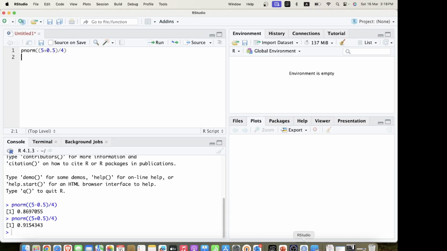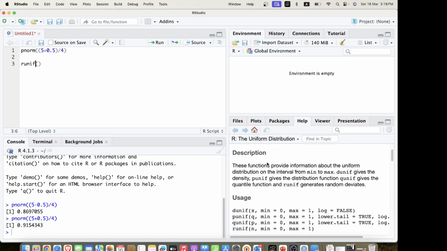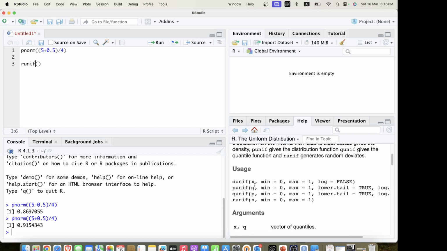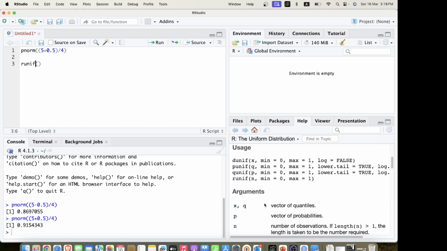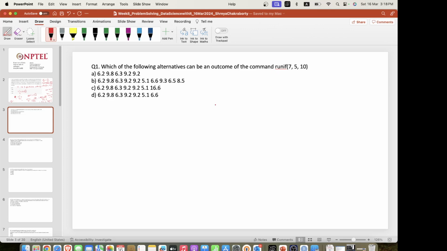So if you go to your R console and type runif and press F1, you would get a description of what it is. The first argument is how much you want, the sample size. Then comes the minimum and then the maximum, if you don't specify the order. So here I want 7 random variables, so the sample size n should be 7, the starting point of my distribution should be 5 and the end should be 10.